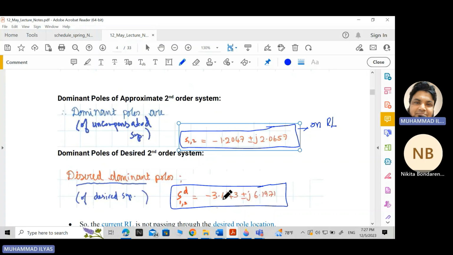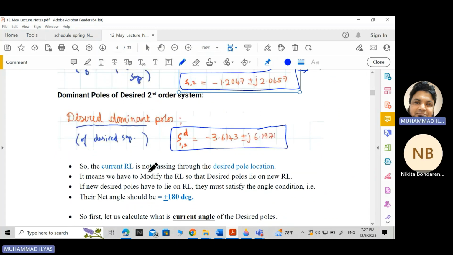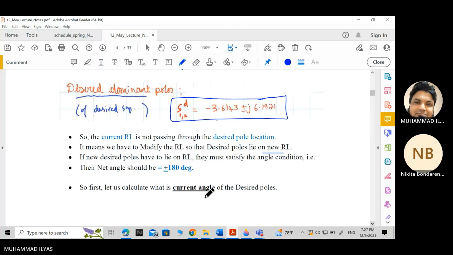But if we draw this, it is not on the root locus, because it's minus 3 plus j6, it will be somewhere else. It's not on the root locus. So the current root locus is not passing through the desired pole location. It means that we have to modify the root locus so that the desired pole lies on the new root locus. If the new desired poles have to lie on the root locus, they must satisfy the angle condition. This is, of course, the design condition that must be satisfied.